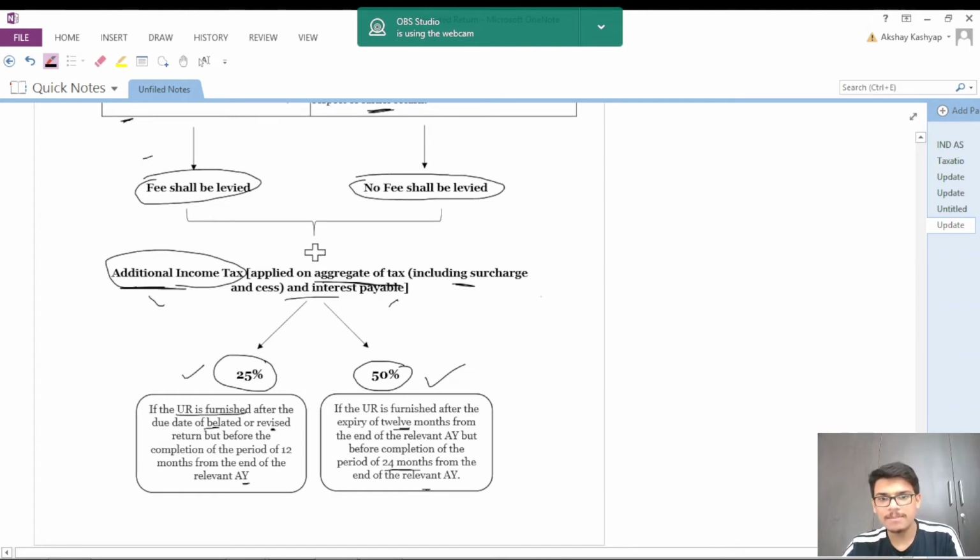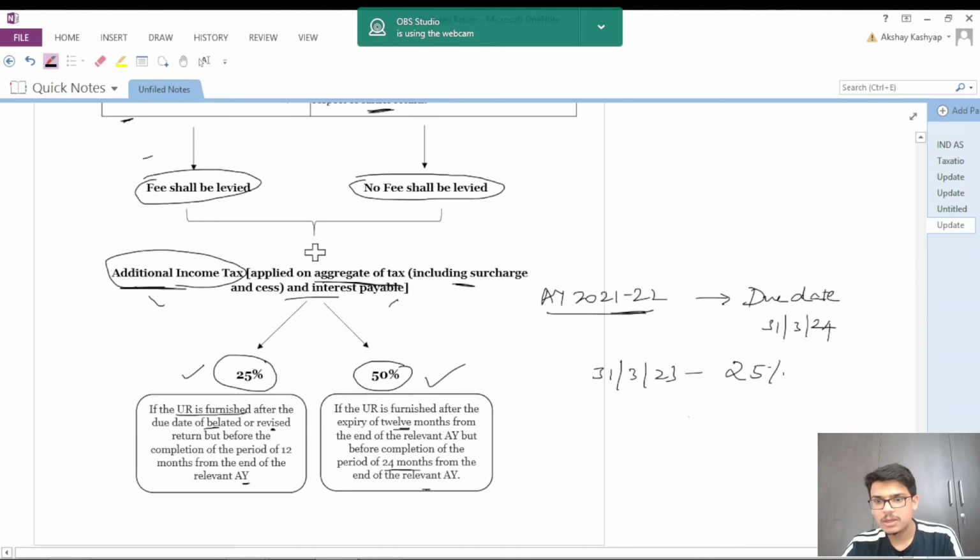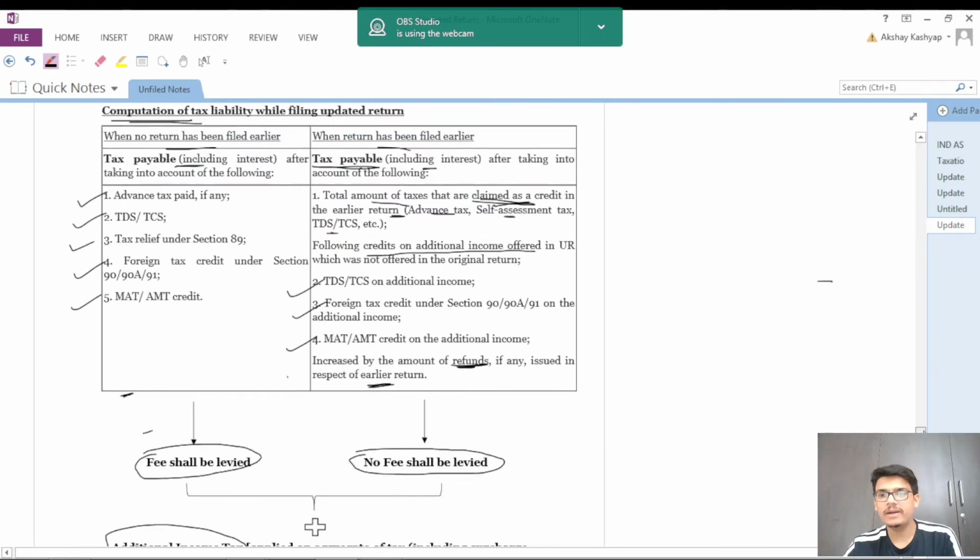So if you want to see an example, say for assessment year 2021-22, now the due date of filing the updated return is 31st March 2024 for assessment year 21-22. Now if you file your updated return by 31st March 2023, then the rate would be 25%. But if you file after this date and before 31st March 2024, your rate would be 50%. So these are the provisions with respect to an updated return.